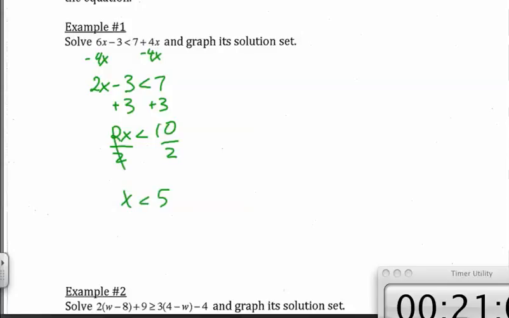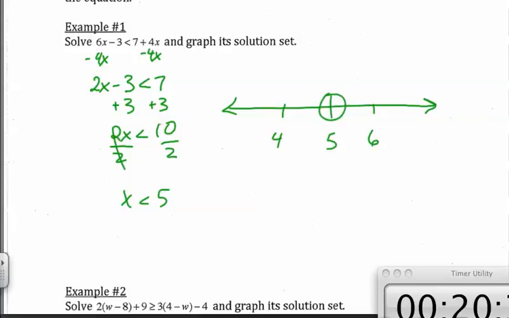Now, the second part of this says to graph the solution set. All right, here's my number line. What's the critical number for this inequality? What's the critical number, Austin? 5. So the number in the middle is going to be 5. I'm going to put one on either side, make this 4, and make this 6, which you should do, and you remember from last year. When I only have one critical number, I put some on either side just to give some scale to my graph. I'm going to put a circle around the 5.